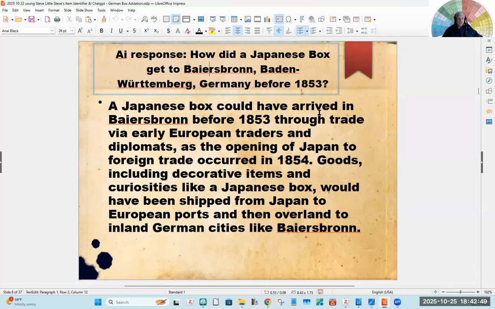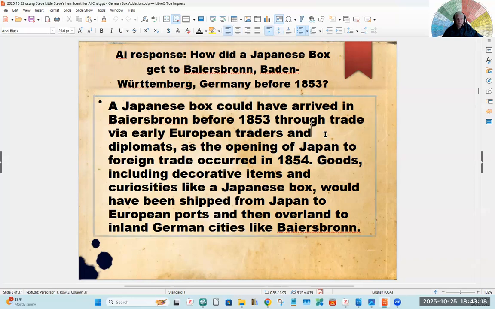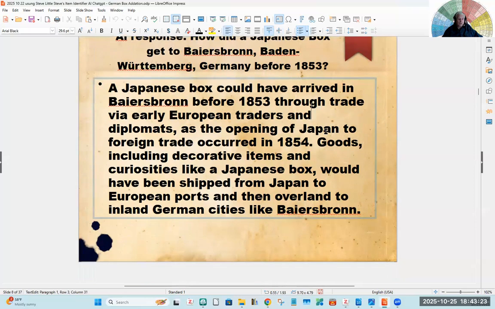Okay, it says the Japanese box could have arrived in Brederbahn. I probably really messed that name up. Before 1853, through early European traders, there were 2 countries, the Dutch and the Portuguese, that were trading with Japan before they opened their borders in 1854. And so they were bringing products over, but they were rare products. Portugal's a long way from Germany. Now the Dutch are right there, and they can come straight down the Rhine and distribute the products. So maybe it came by the Dutch.